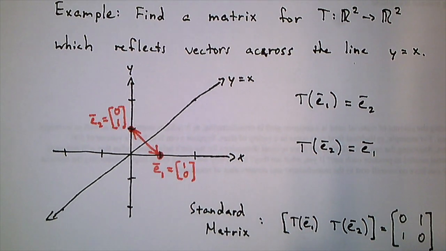With that information we can form the standard matrix. We need the two columns, T of E1, T of E2, and now I've written it out. T of E1 was E2, so that's 0, 1, and T of E2 is E1, so that's 1, 0.